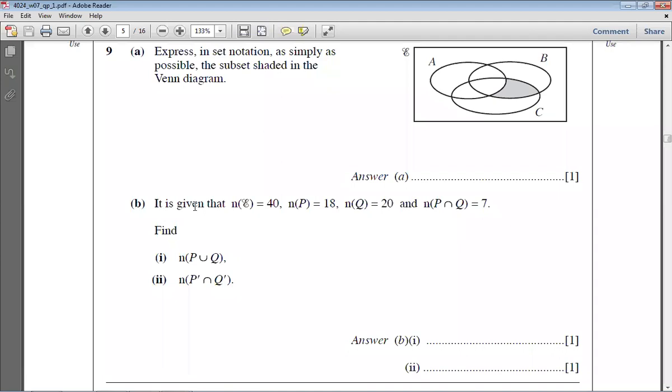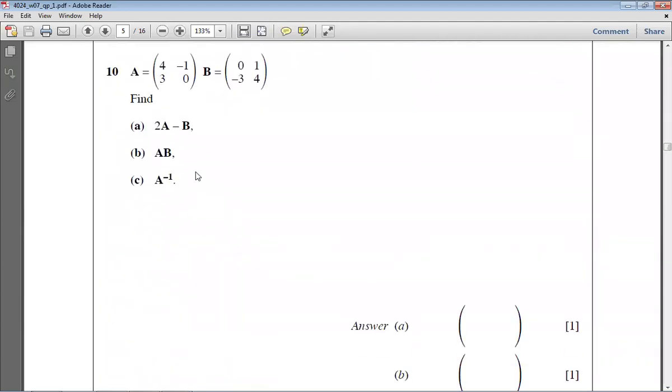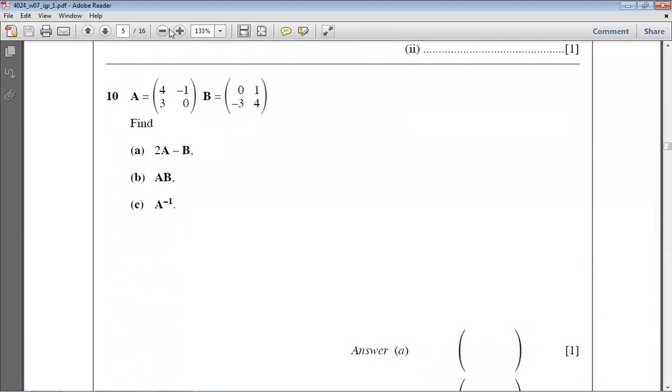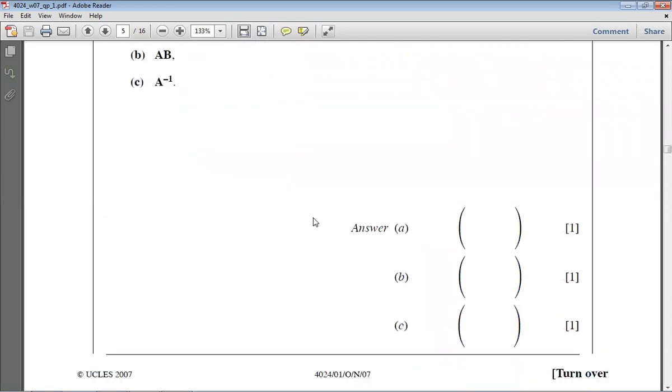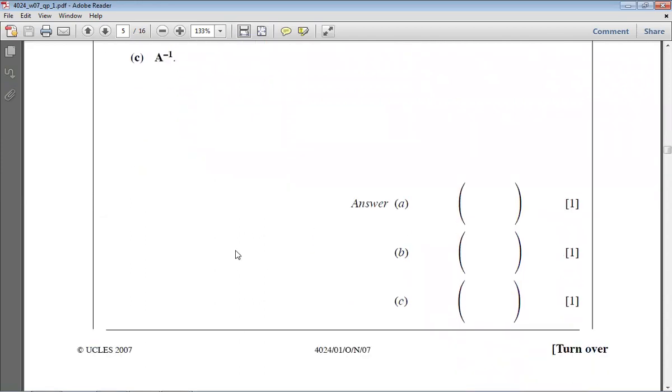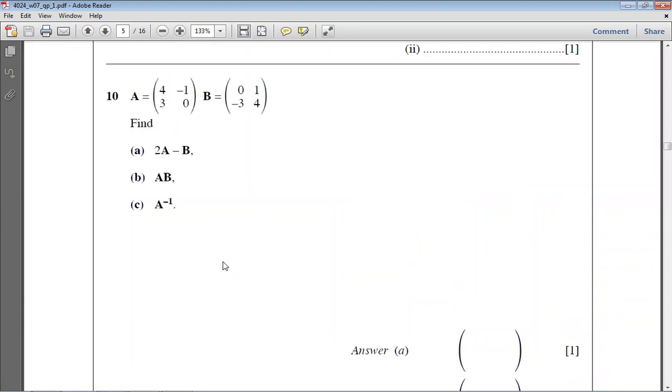Okay. So we are done with question number 9. Now question number 10 is coming up on your screen. It's a 3 mark question. There are 3 parts, and each part carries 1 mark.